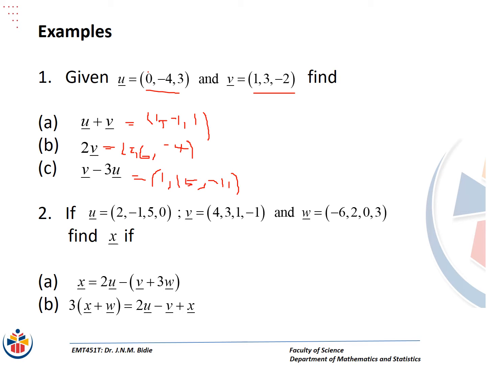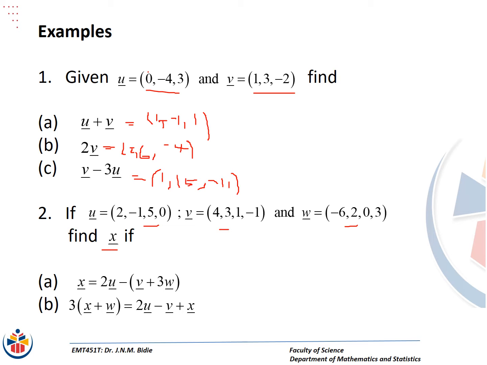Then we go to number 2. u, v, and w are in fourth dimensions, and we are supposed to get an expression for vector x. And the question has given us the formula that we're supposed to use. So it's 2 times u.